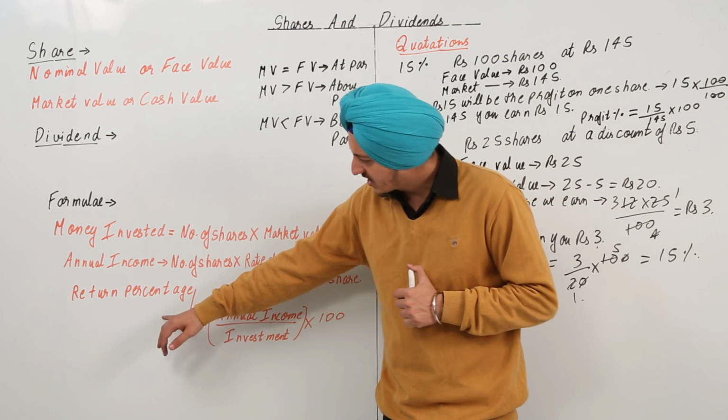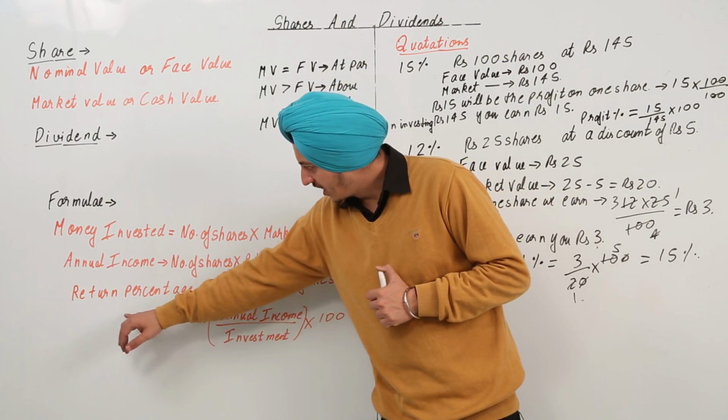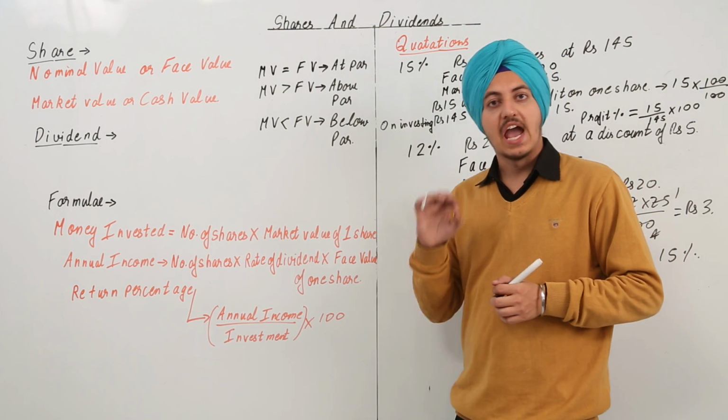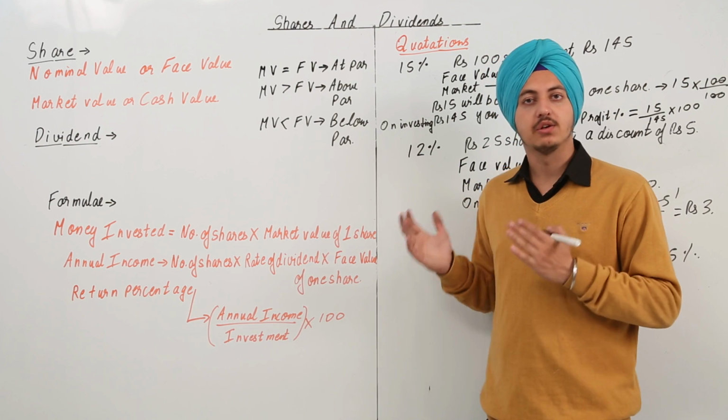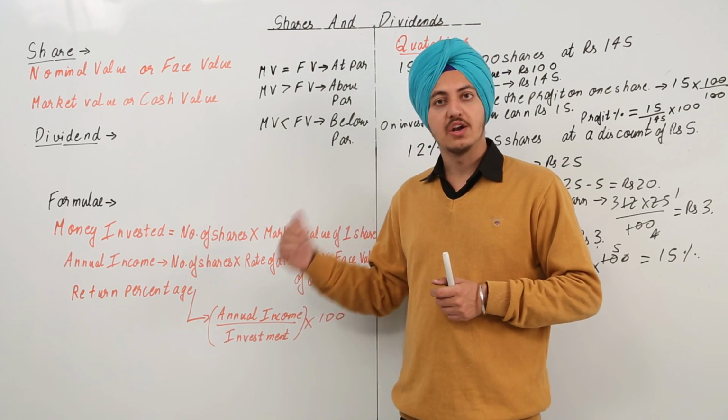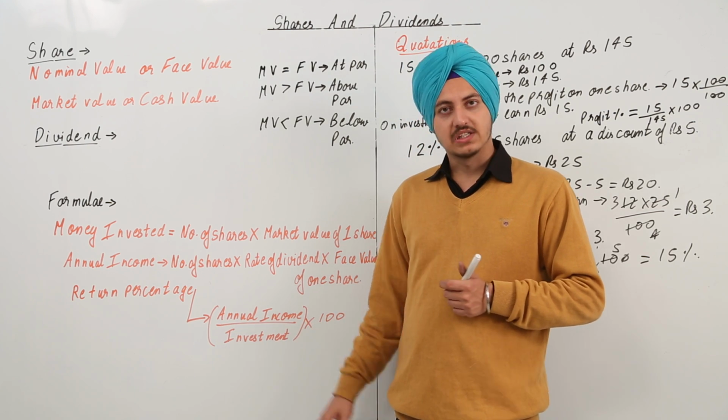Now the next formula is the return percentage. What is the return percentage? That is the annual profit upon the investment into 100. How much have you earned upon how much did you invest, into 100? That is the return percentage.